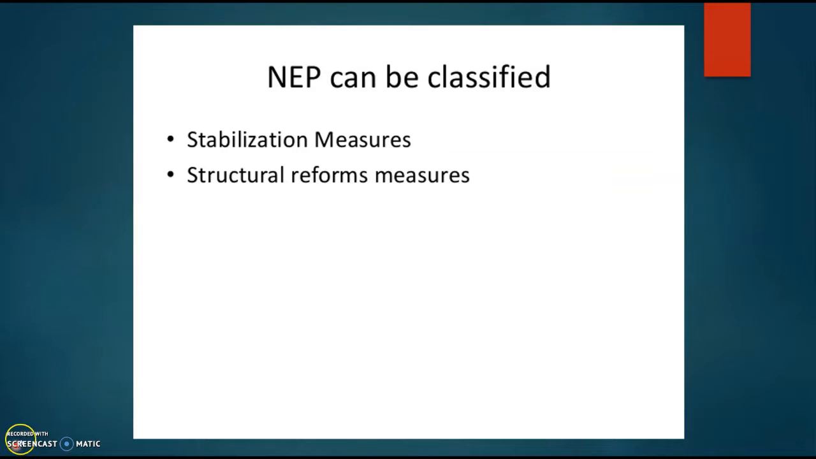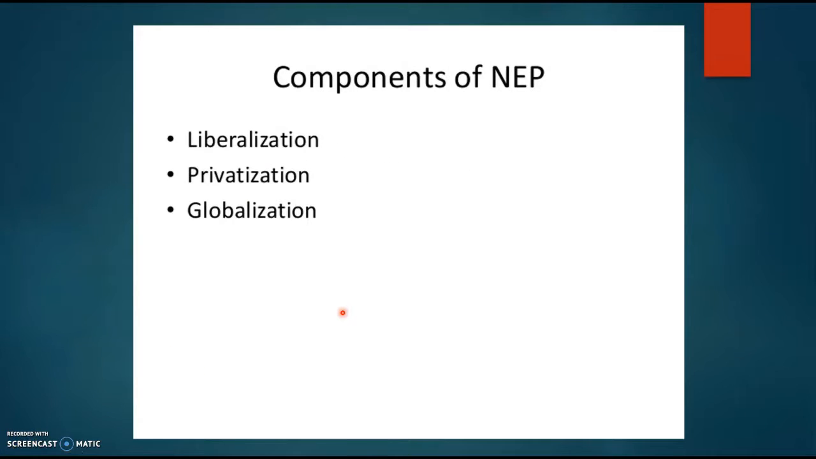Then what are the components of this new economic policy? Liberalization, privatization and globalization. So the government initiated a variety of policies which fall under three heads. Which are the three heads? Once more, liberalization, privatization and globalization. You have to study more about all these three components of NEP, the new economic policy, in the coming classes.